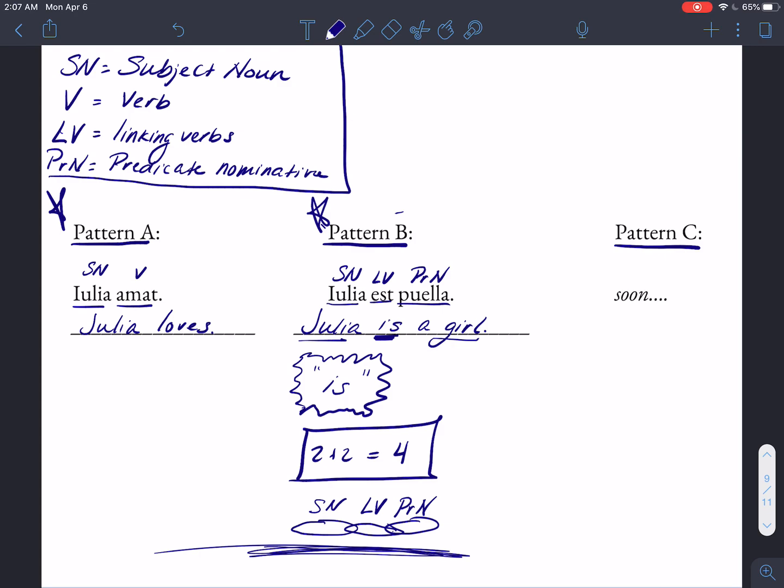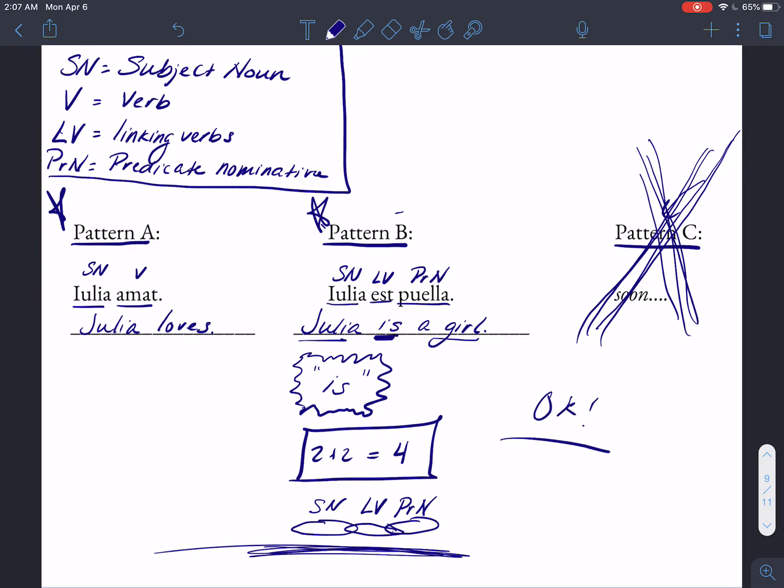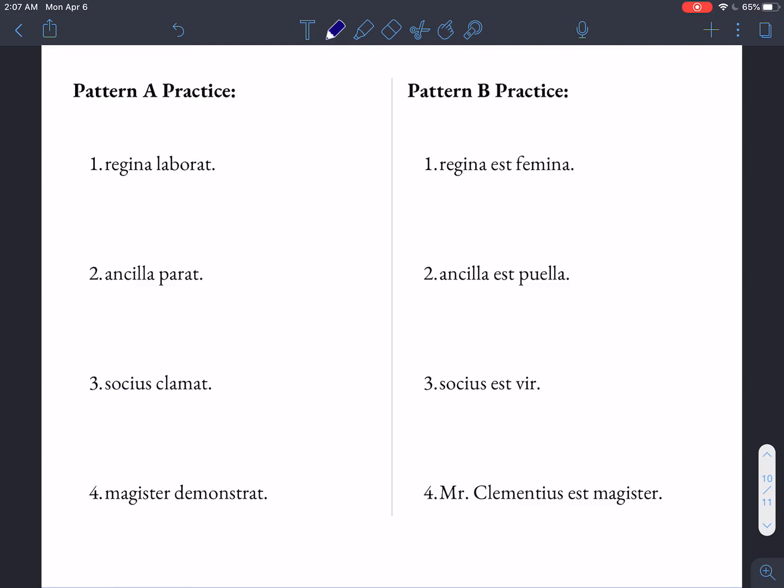Now, we will talk about pattern C another time, but right now, do not worry about pattern C. So we're going to move on here, and we're going to do some pattern A practice and pattern B practice. Now remember, pattern A has a simple form. It's made with a verb and a subject noun. SNV. Pattern A has a simple form.